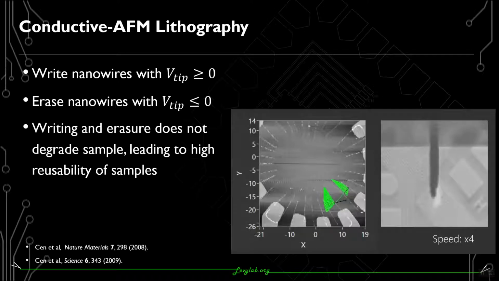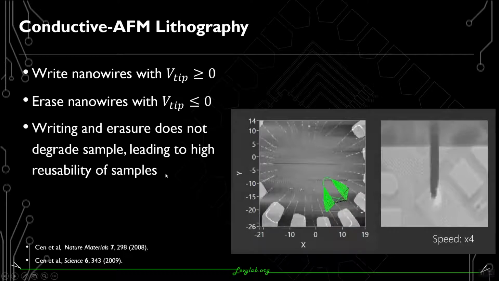By applying a negative voltage to the AFM tip and dragging the negatively biased tip over an area that's already been written, we're able to erase the nanowires, cutting any conductance that we may have patterned into the interface. This writing and erasure process does not degrade or damage the sample in any way, which leads to very high reusability of samples and the ability to create many different devices in one sample.